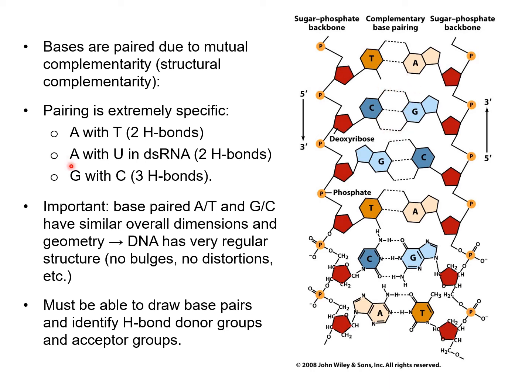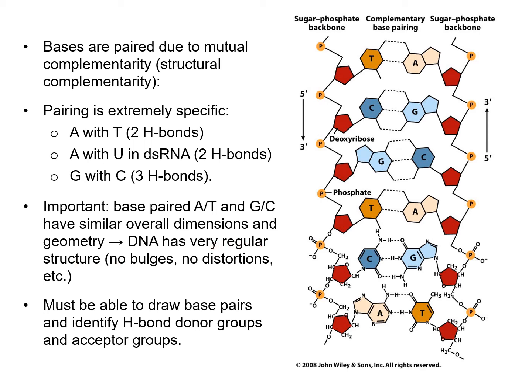And hydrogen bonding is formed between A and U too in double-stranded RNA, which has 2 hydrogen bonds. Consequently, the G and C interaction, which has 3 hydrogen bonds, will be stronger than the interaction between T and A. And it is important to remember that base-paired AT and GC have similar overall dimensions and geometry too. That means DNA has a very regular structure.